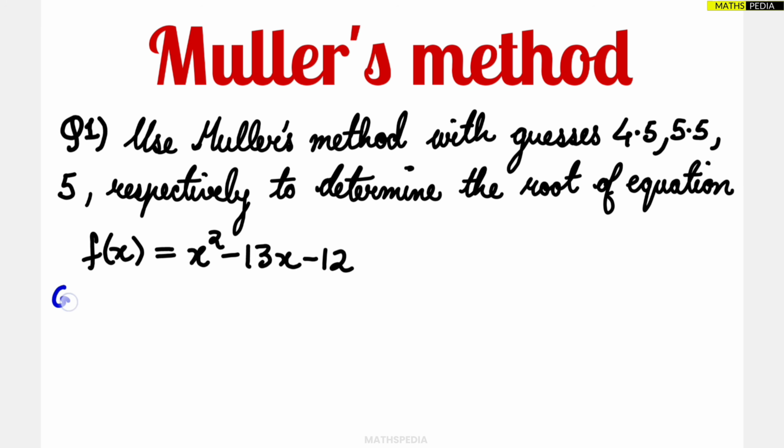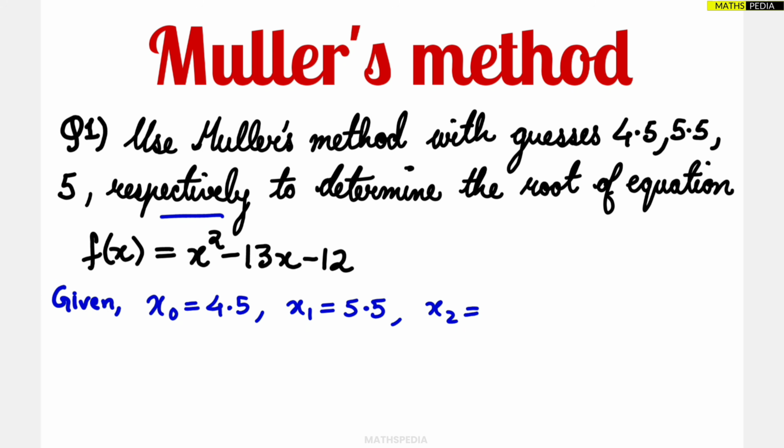So what is the given data? X0 we are going to consider as 4.5. X1, they said respectively, so that order itself you have to consider. Don't change the order. First one is 4.5, second one is 5.5, and third one, x2, we are considering as 5. And the question is f of x is equal to x square minus 13x minus 12. I'll tell you stepwise how we have to do it.